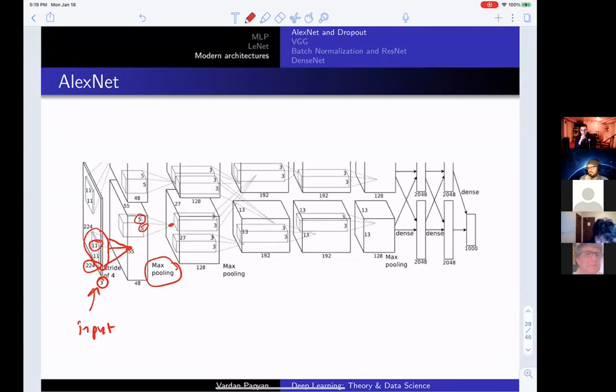And then you have a convolution with a 3 by 3 kernel. And at this point, you have 128 channels. So you have a filter of size 3 by 3 by 128. So this is Cin equal to 128. And then you have in the output 192 filters, right? So that's why you have here 192 and so on.